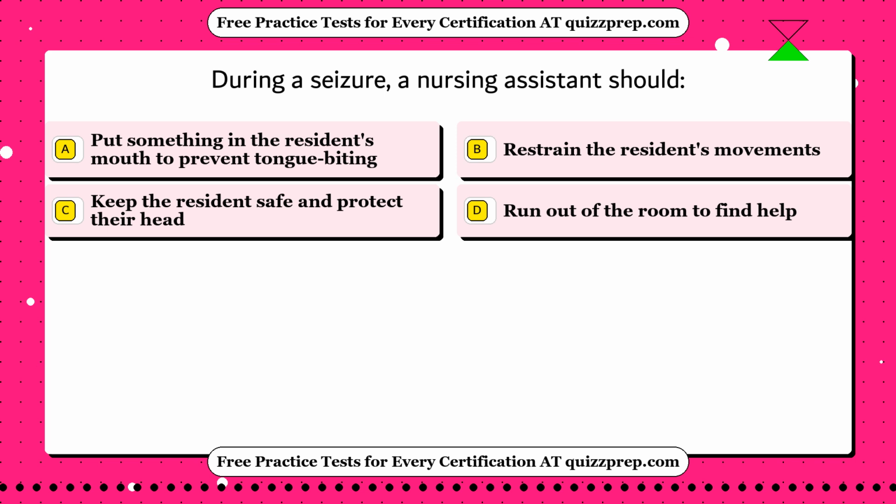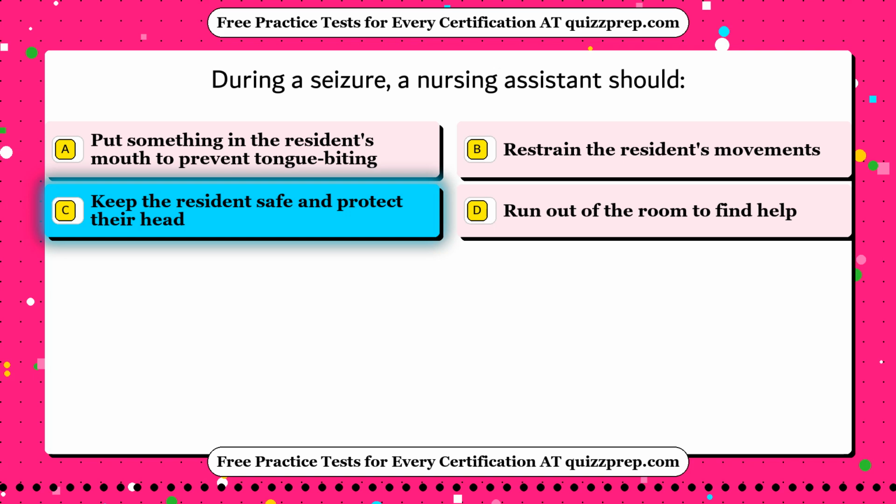Question 40. During a seizure, a nursing assistant should: option A, put something in the resident's mouth to prevent tongue biting. Option B, restrain the resident's movements. Option C, keep the resident safe and protect their head. Option D, run out of the room to find help.